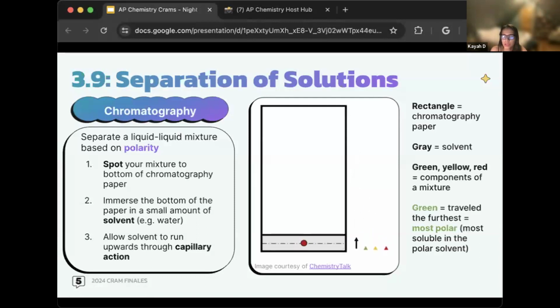Pretty much the rectangle is the chromatography paper. Like I said, the gray is solvent as you dip it through. The green, yellow, and red are the components of the mixture. In general, with these chromatography papers, the farther the dot travels, the more polar it is, so the more soluble it is in a polar solvent, right? Here, the green one travels the furthest, so it is the most polar and most soluble in a polar solvent. Because remember, like dissolves like, so if it's polar and it's in a polar solvent, then it's also the most soluble.